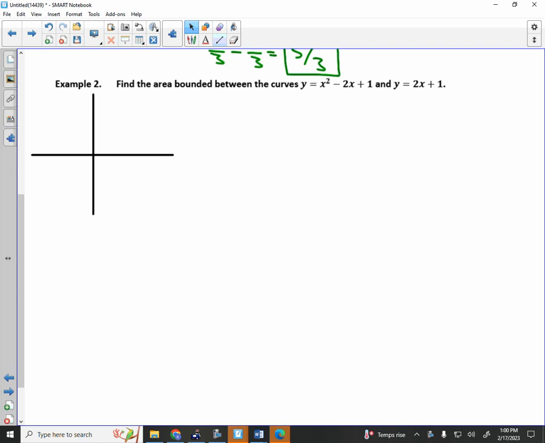X squared minus 2x plus 1, what does that look like? A parabola. Do you recognize that it factors to x minus 1 times x minus 1? So therefore, it's a parabola that has a vertex sitting here at 1. It has this shape. The sketch doesn't have to be perfect. The next one is a line. We can see it crosses at 1 and it has a slope of 2.